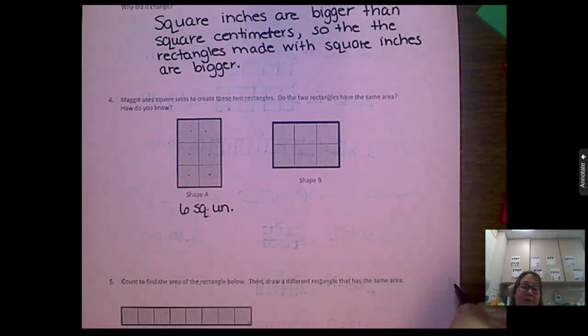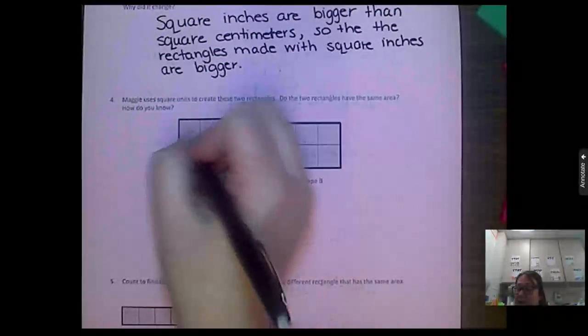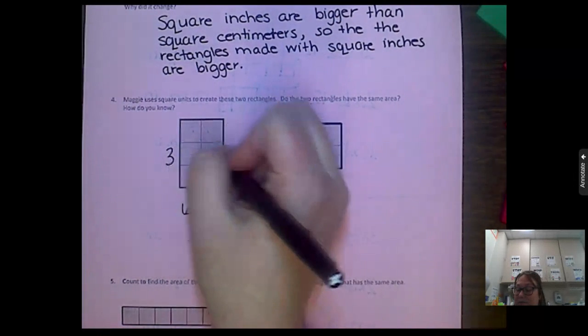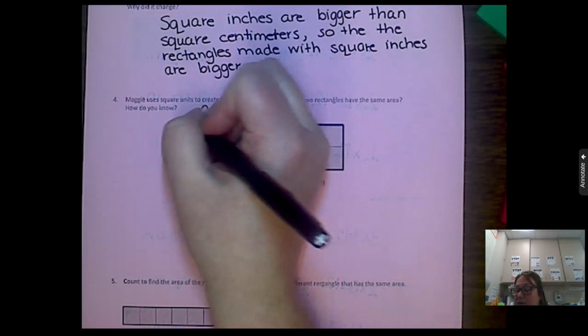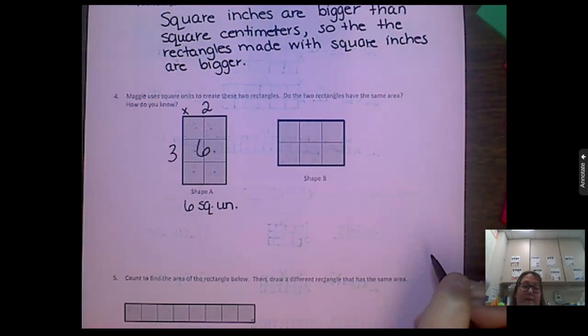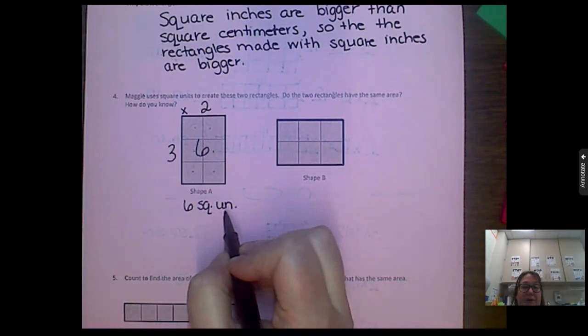The other way besides just counting, I can label my side length. So I have 3 rows, just like when we do arrays, right? There's 3 rows, and there's 2 in each one. And we know that 3 times 2 is 6. So the area of that rectangle is 6 square units.